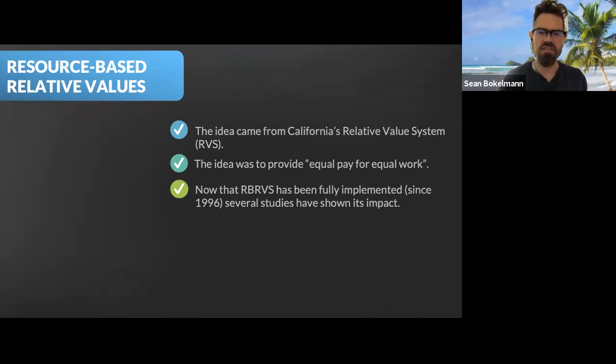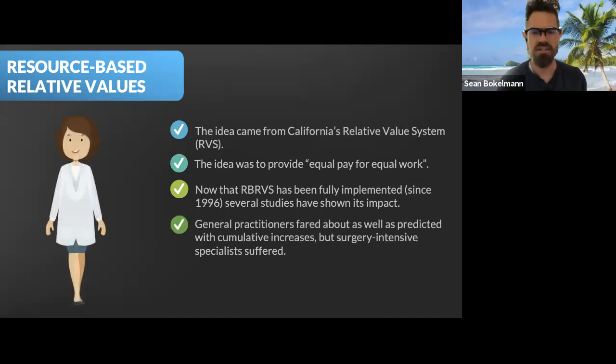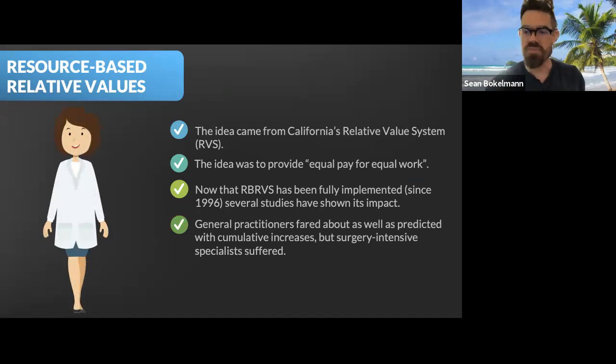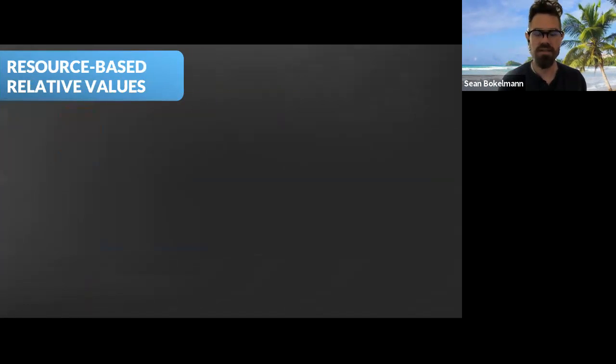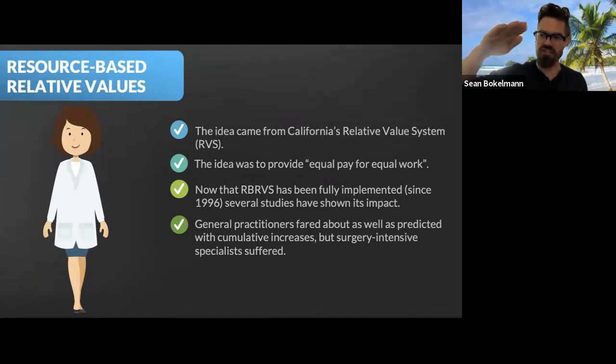And now that this has been fully implemented since 1996, there have been several studies to show its impact. As we would expect, since this is providing equal pay for equal work, general practitioners were predicted to benefit most from this system, since they were typically earning less than the average physician. But then surgery intensive specialists suffered. So it's kind of averaging out everybody's payments, essentially. And in that way, it would bring up general practitioners' payments and bring down specialists' payments.